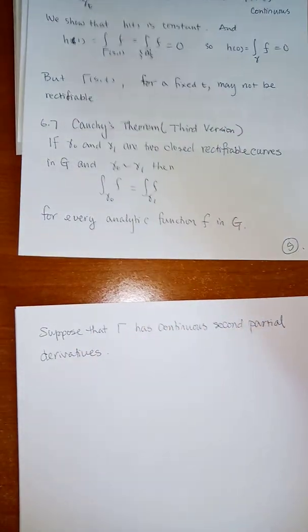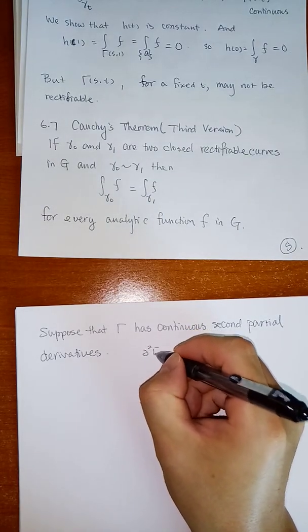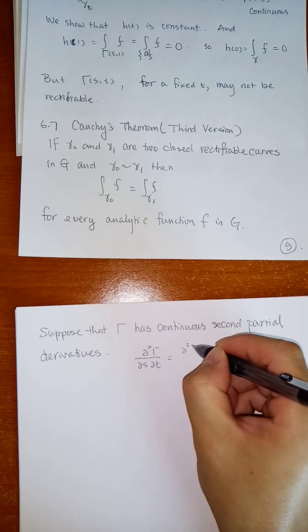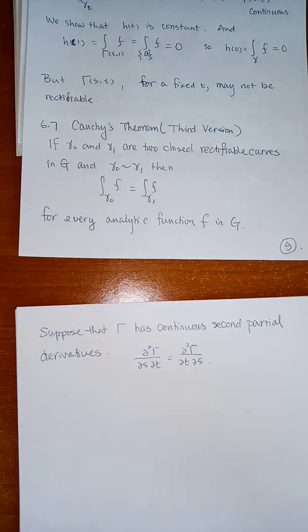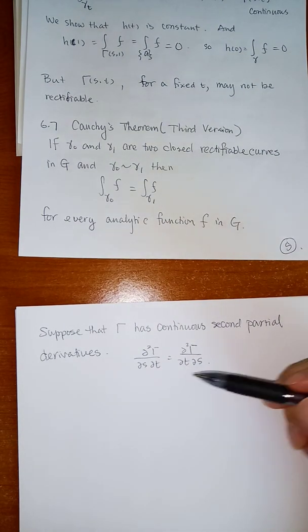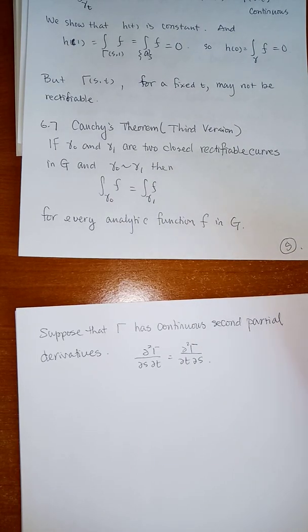Okay, so if it has continuous second partial derivatives, the mixed partial derivatives do not depend on the order. The mixed second partial derivative has a mixed term, normally partial s partial t and partial t partial s. If you have continuous second partial derivatives, these two things are equal. Okay, and then let's see.